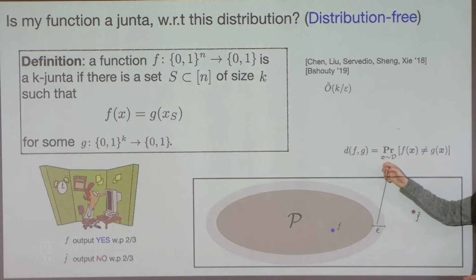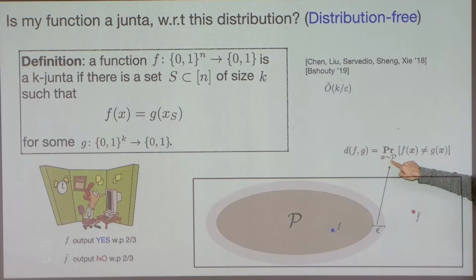So the distance between f and g is the probability that f and g disagree under some distribution that you don't know about. Before, we were studying when this D was the uniform distribution. But the problem you may be studying may have another natural distribution that you care about. And even though you don't know the distribution, you have sample access to it.